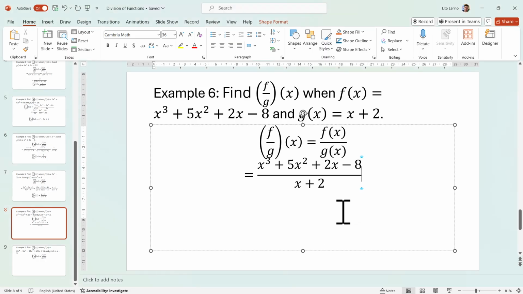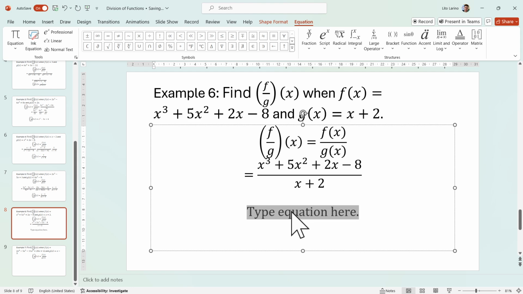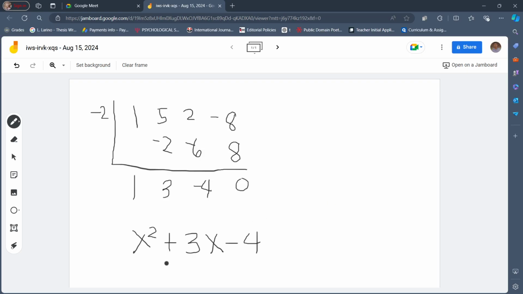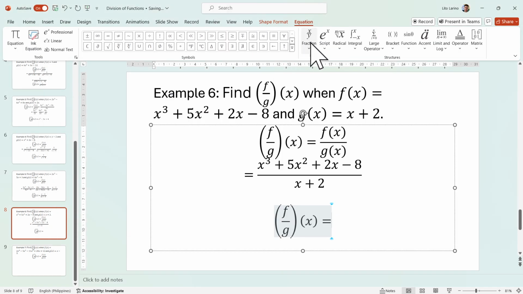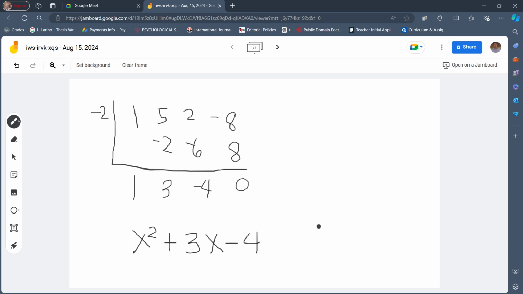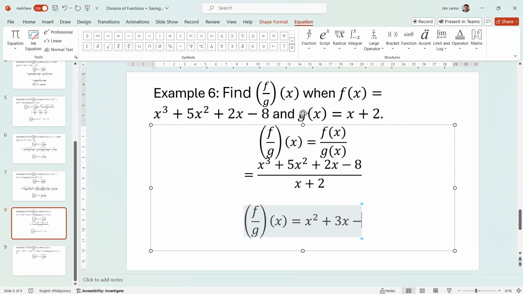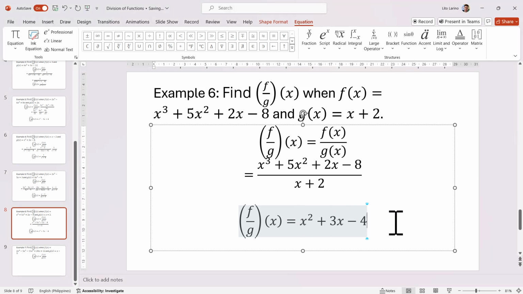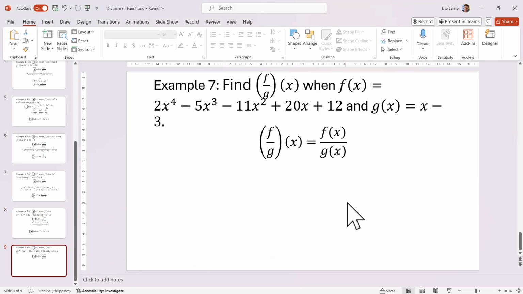using synthetic division. So we write it down. We denote this as the quotient of f of x and g of x, which is equal to x squared plus 3x minus 4. How did we arrive at this quotient? We used the synthetic division method because we have a polynomial already. Okay? So let's have the last example.